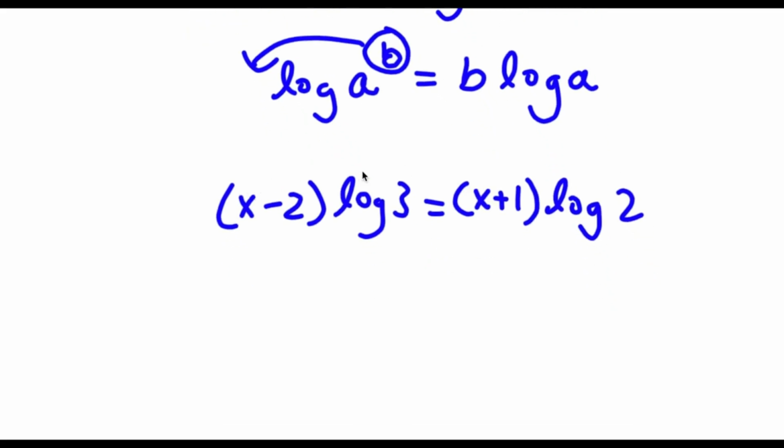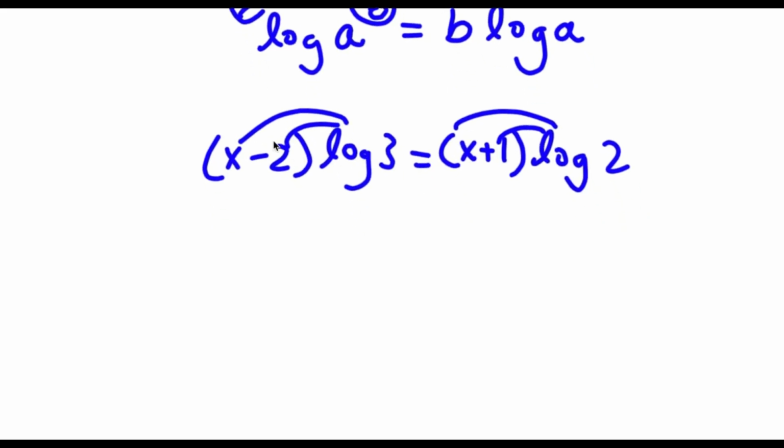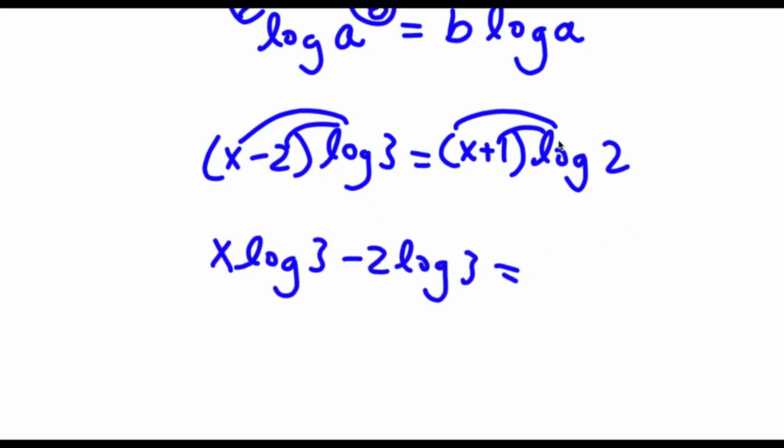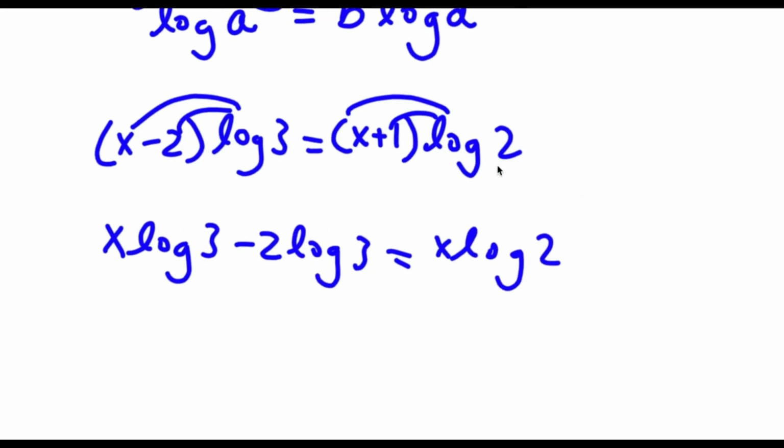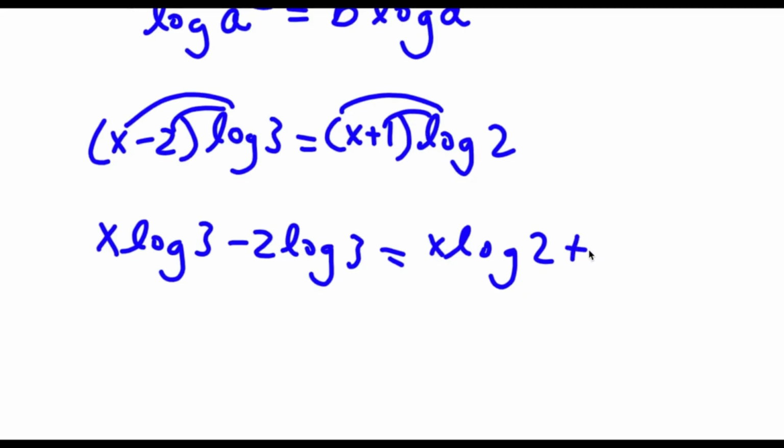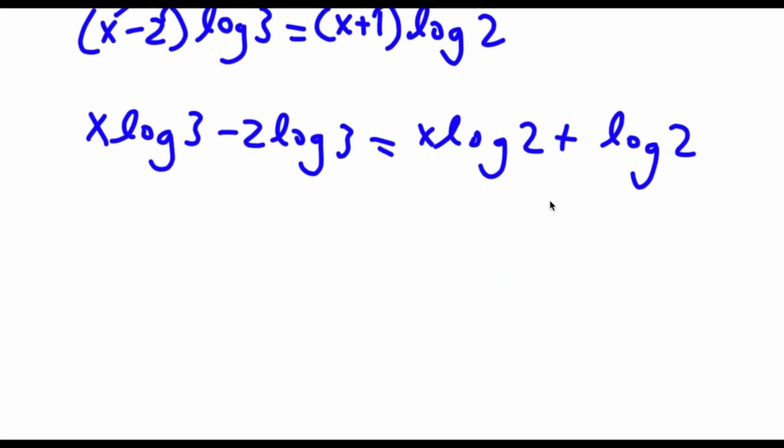Now for both of these, if I distribute log 3 and log 2, well, first off, let's start with x minus 2 times log 3. X times log 3 is simply x log 3, and negative 2 times log 3 is negative 2 log 3. This is equal to x times log 2 is x log 2, and 1 times log 2 is simply just log 2. So now I have x log 3 minus 2 log 3 is equal to x log 2 plus log 2.